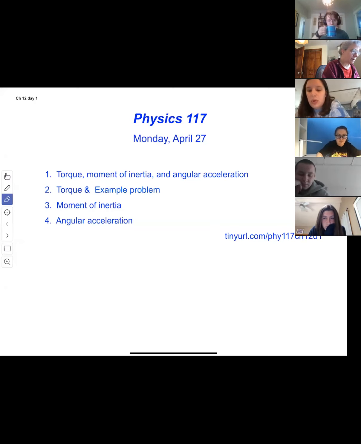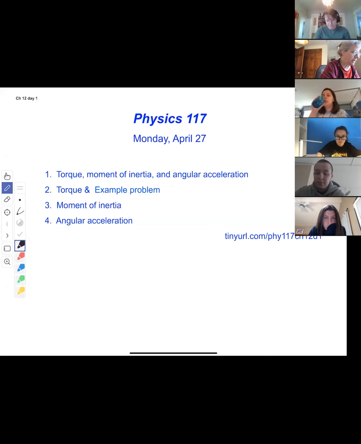So here's our agenda for the day. We've really got a couple of different topics: torque and moment of inertia, and to a lesser extent, I may put off the discussion of angular acceleration until Wednesday because it's not as directly related to your homework problems as some of the other topics.